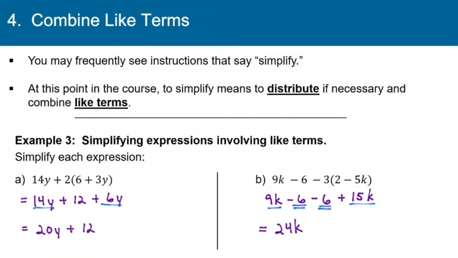And then we can combine our two constants here. Negative 6 minus 6 is like negative 6 plus negative 6, so that's negative 12. So now instead of writing plus negative 12, we will just write minus 12. And that makes sense, right? Because if you're taking away 6 here and you're taking away 6 more here, you're taking away 12 in all.